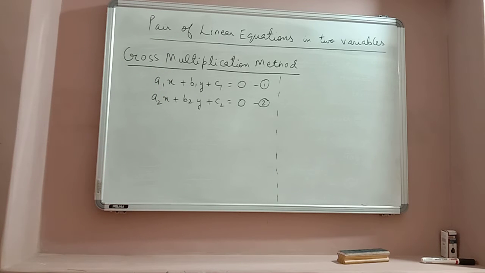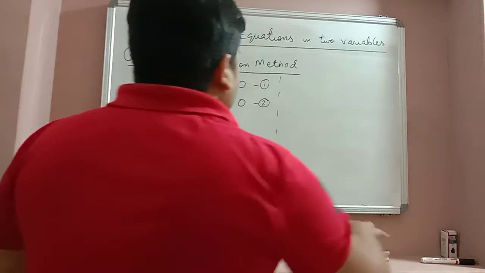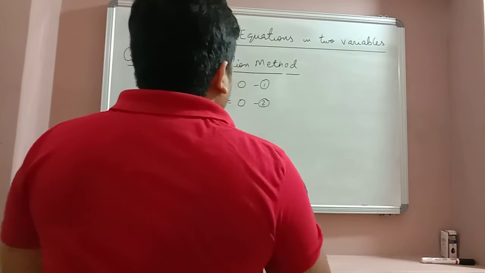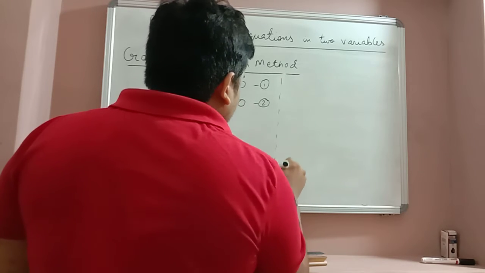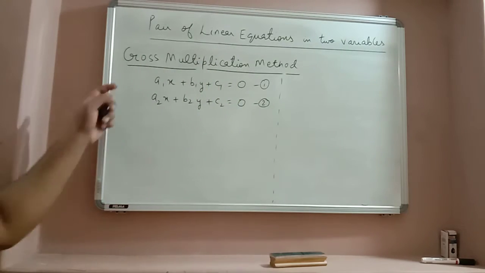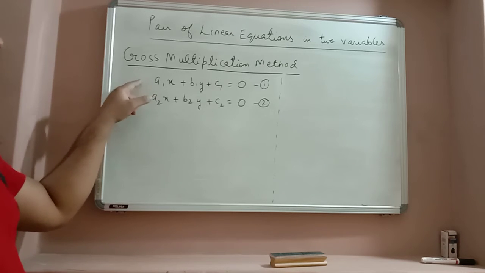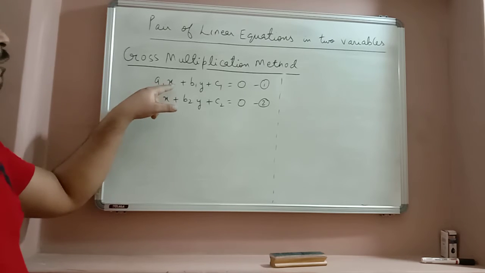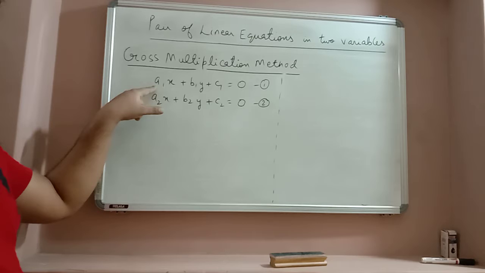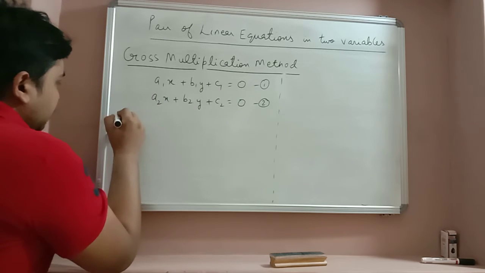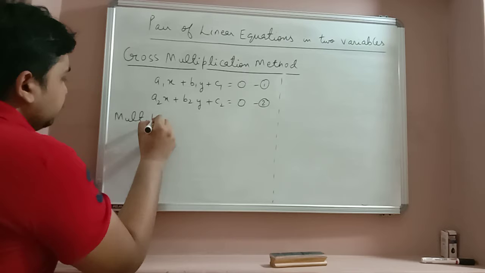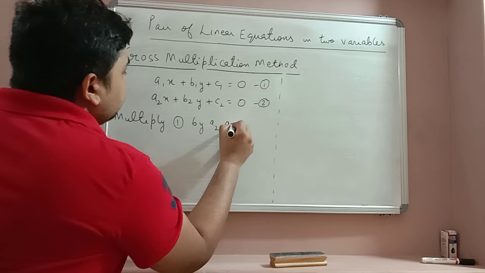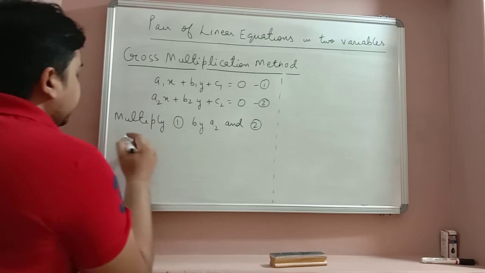Now what I'll do is I'll try to eliminate one of the variables of these equations, either x or y. So let us eliminate x here. In order to eliminate x, I need to multiply the first equation by a2 and I need to multiply the second equation by a1. Let's do that. Multiply 1 by a2 and the second equation by a1.